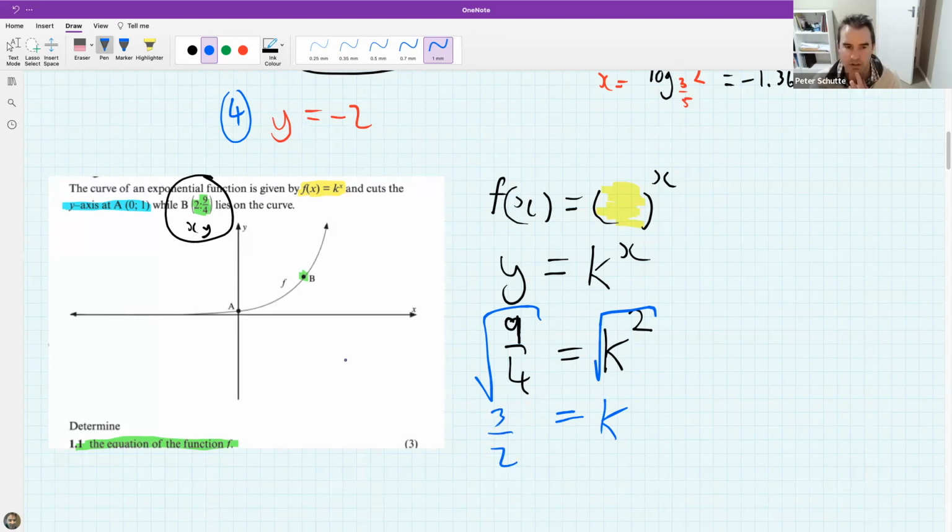Siyabonga, I'll come to you on the next question. I see that hand, but I think we've just popped in. So your equation is going to be f of x is equal to 3 over 2 to the x. And that's going to be the equation of that exponential function.